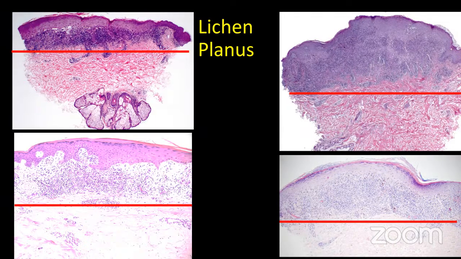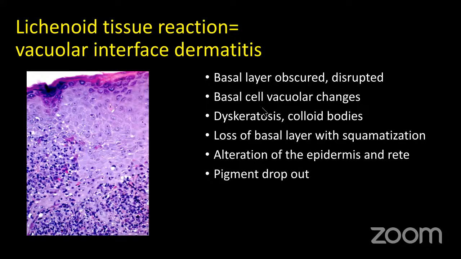So again, with lichen planus, usually it's very restricted to the top, this very band-like or lichenoid infiltrate. And again, I'm going to have a lot of repeats here. So obscured basal layer, vacuolar change. Here are the little holes, the vacuoles. Lymphocytes are completely disrupting the junction. You can see them here.